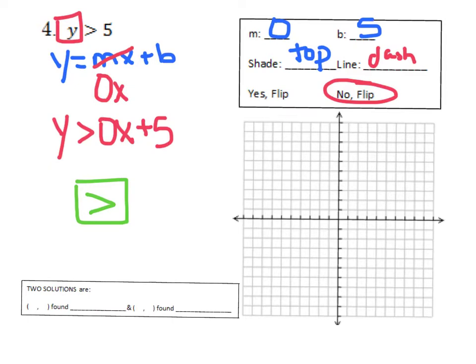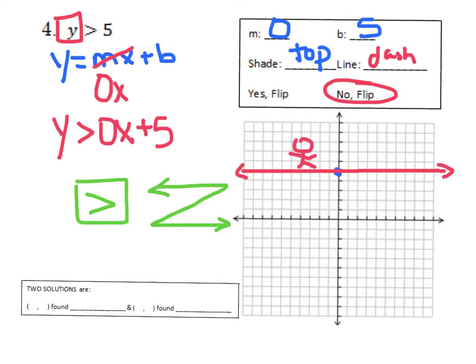So let's go ahead and graph. Begin with b, which is positive 5. Now, what do we know about a zero slope? Hopefully we remember zero slopes are horizontal lines. We can't go up 0 to the right 0, which means we're basically not going anywhere. So it's a horizontal line. Here's a little man on my line, and I'm shading on top.